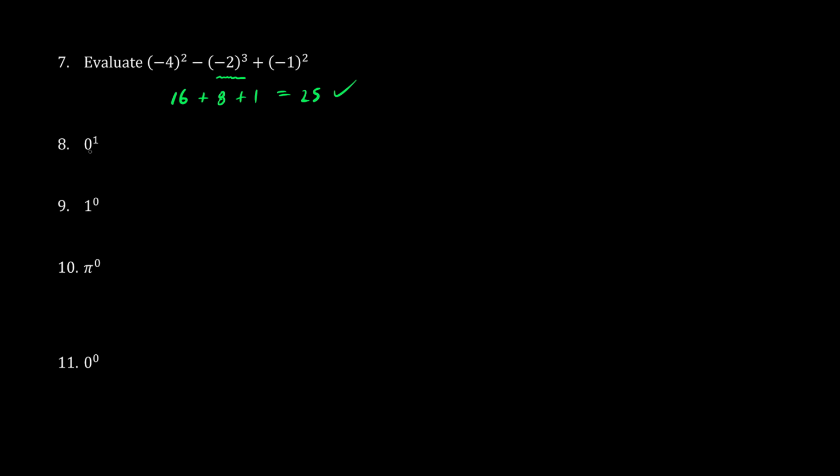What is 0 to the exponent 1? 0 to the anything is usually 0. What is 1 to the exponent 0? 1 to the anything is 1. Anything to the 0 is 1, including the strange irrational number pi, 3.14-ish. However, there is an exception. Please remember that 0 to the 0 is undefined.